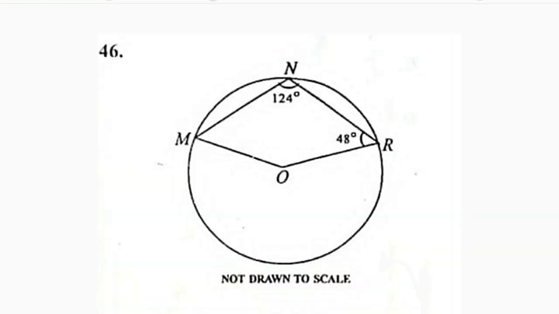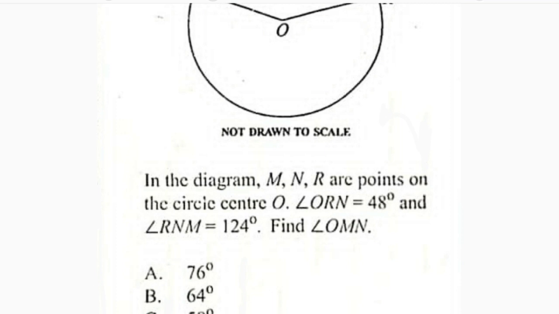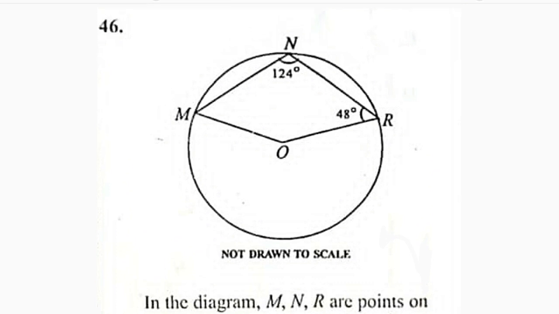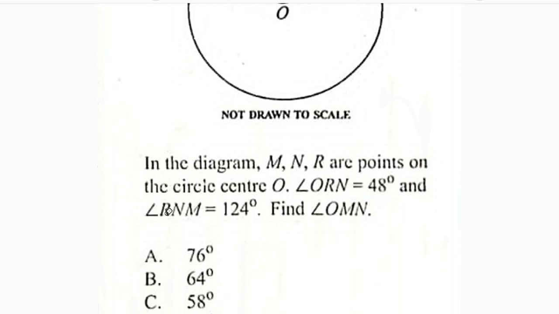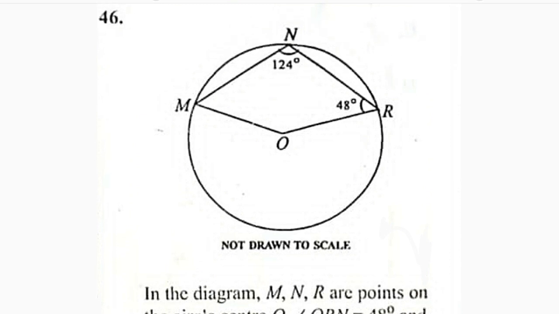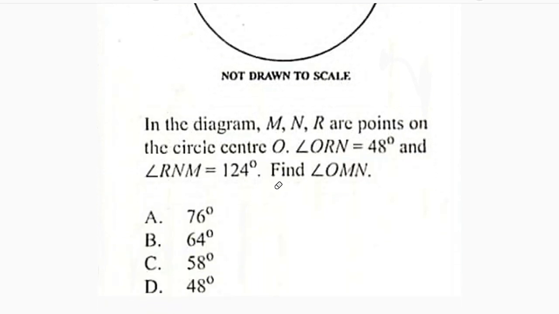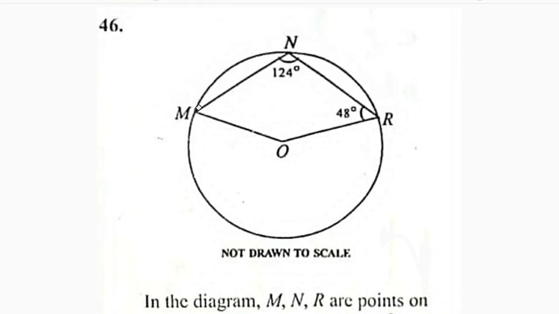It's under circle theorem. Here is the question. In the diagram above, M and R are points on the circle centered O. Angle ORN is 48. You can see that here. And the angle RNM is 124 degrees. You can also see that here. We're asked to find angle OMN. Let me mark it, and let's call it X.